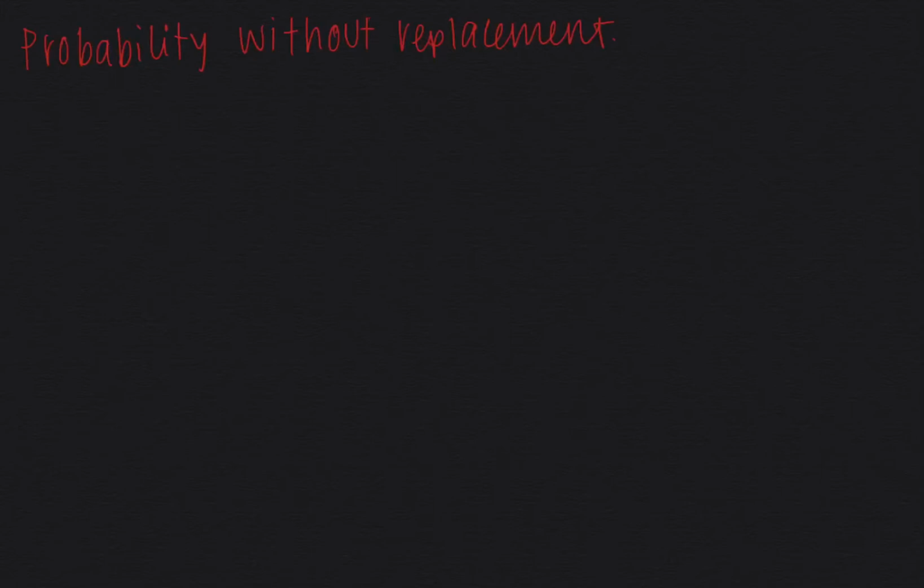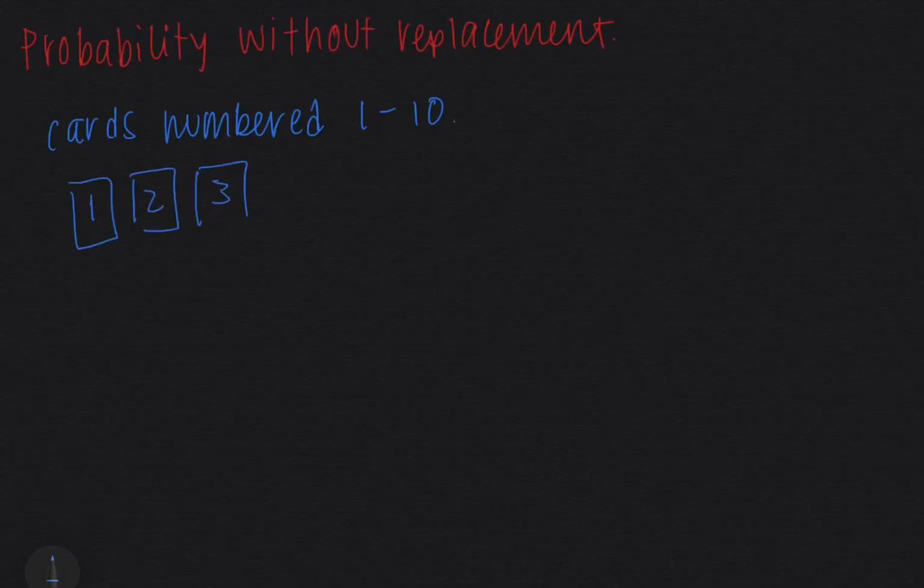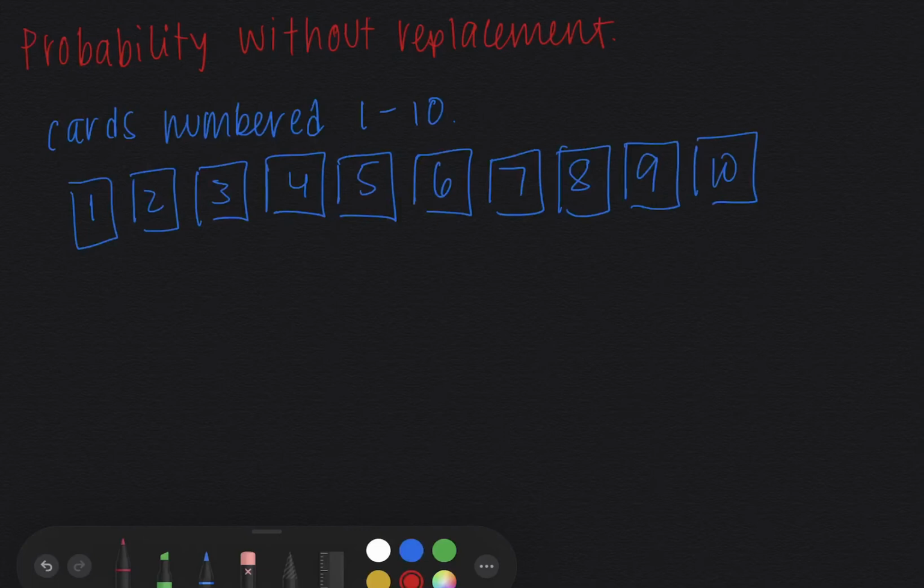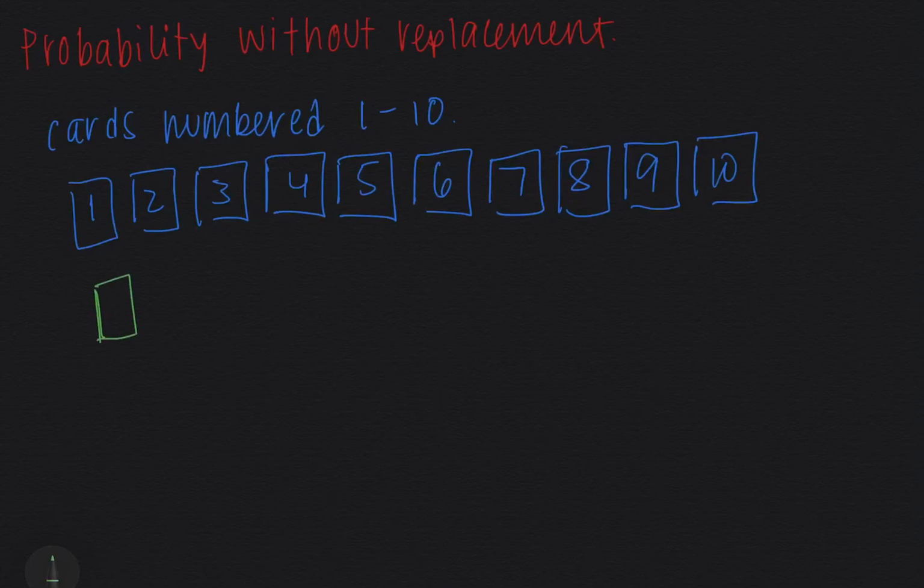So, we're going to say we have cards numbered 1 through 10. So we'll say 1, 2, 3, 4, 5, 6, 7, 8, 9, 10. Okay? And now we're going to say that we're going to shuffle them all around and we're going to flip them over, and we're not going to know which is which.